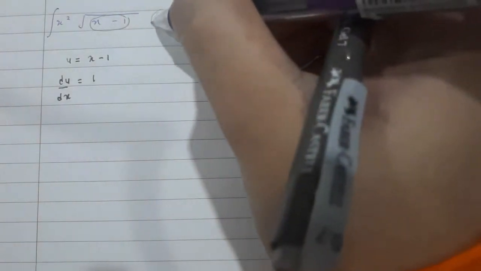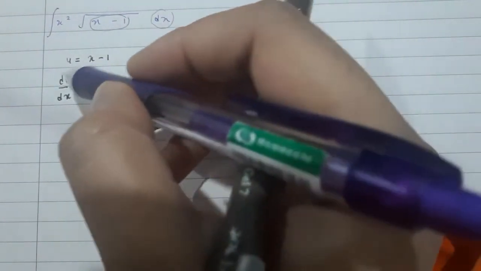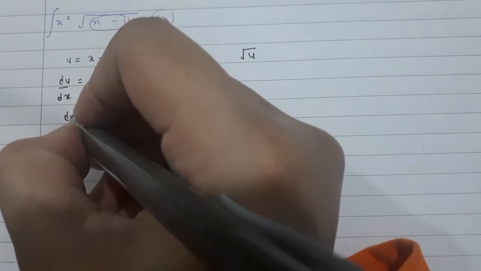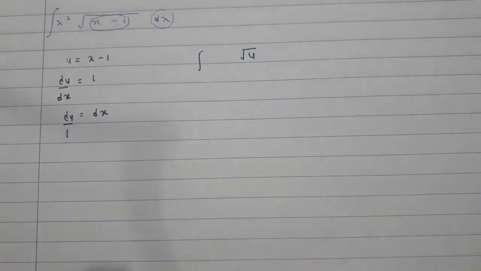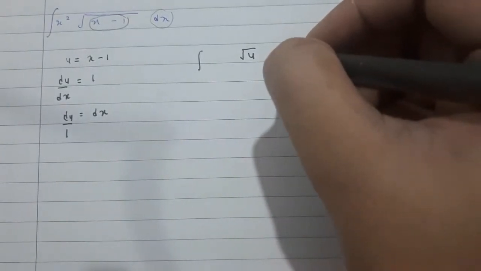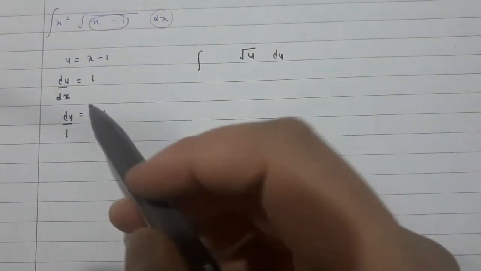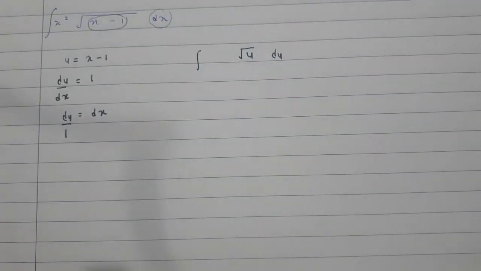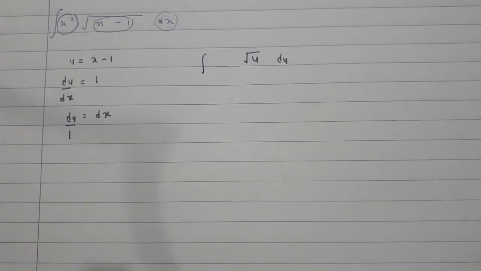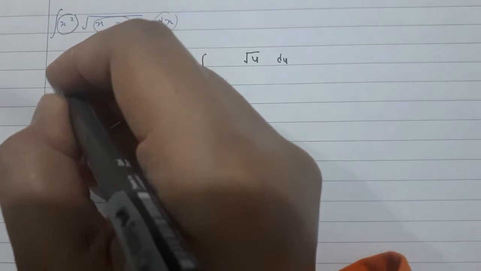Next, I want to substitute dx. We can get dx from here. So dx equal du over 1. Okay, replace dx by du. Okay, du and du over 1 is basically the same thing. And lastly, we want to replace x squared. So how can we replace x squared? We can get x squared from here.